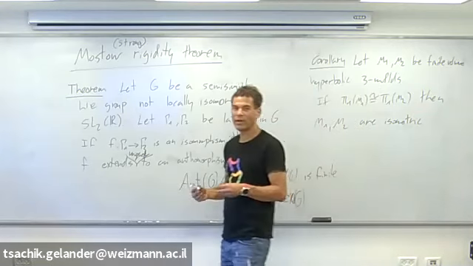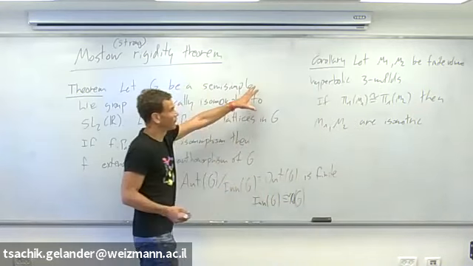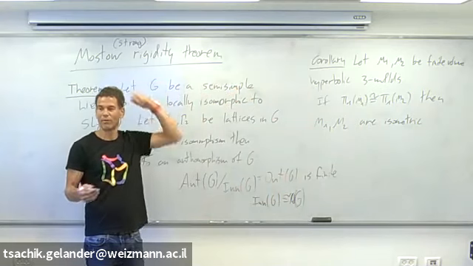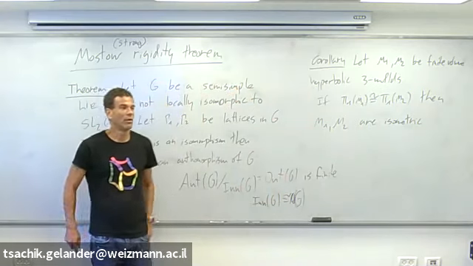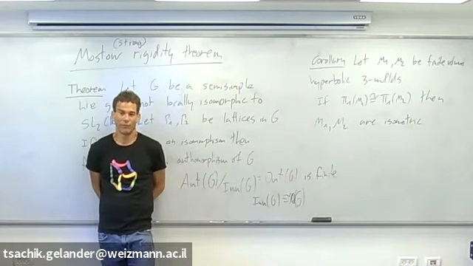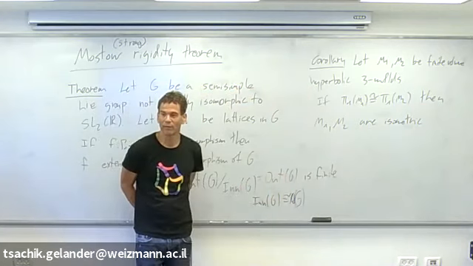And it's not just about 3-manifolds, you can say it for any locally symmetric manifold. If you have two locally symmetric manifolds of the same type, they have the same universal cover. If they have the same fundamental group, then they are isometric.